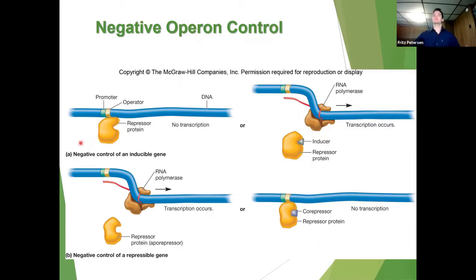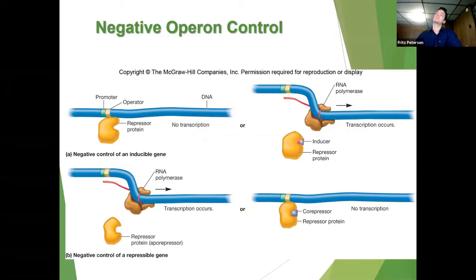So here is an example of negative control of an inducible gene. Remember, inducible genes are genes that are off by default but can be turned on when needed. Here, under normal conditions, a repressor protein would be bound to your operator. This repressor protein acts almost like a stop sign and stops your RNA polymerase, your building molecule, from conducting its function of transcription. So thus no transcription occurs.